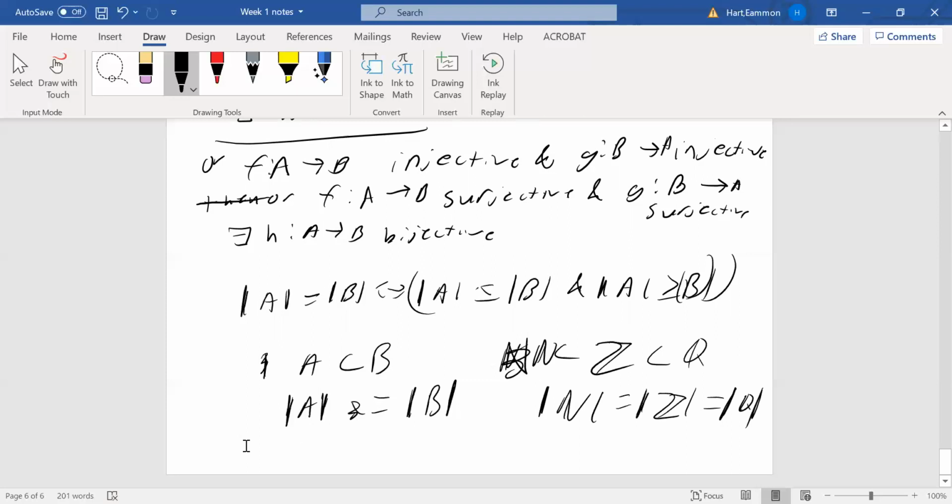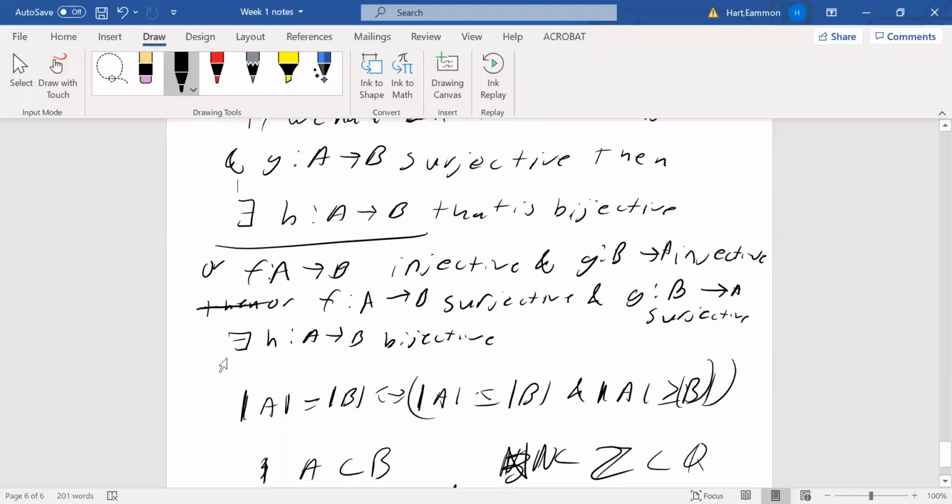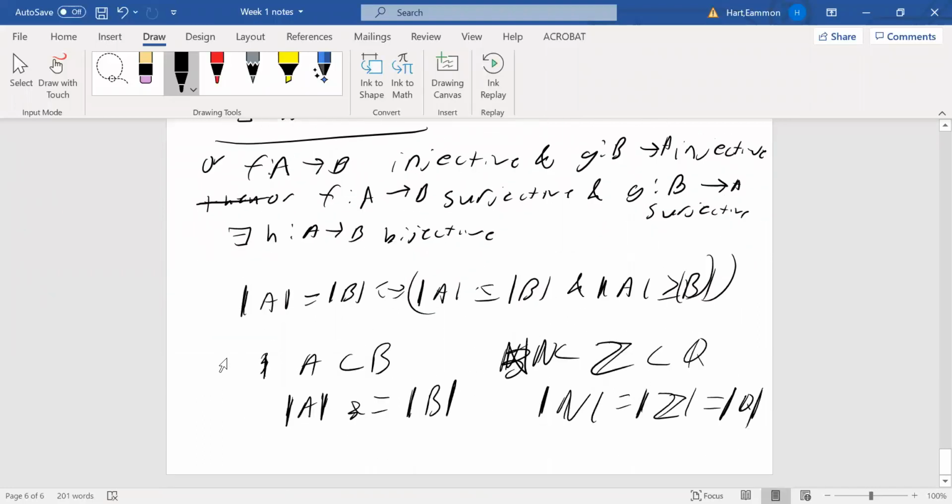One more thing to note is that cardinality forms an equivalence class. So that means that having the same cardinality is reflexive, transitive, and symmetric. So there we go.